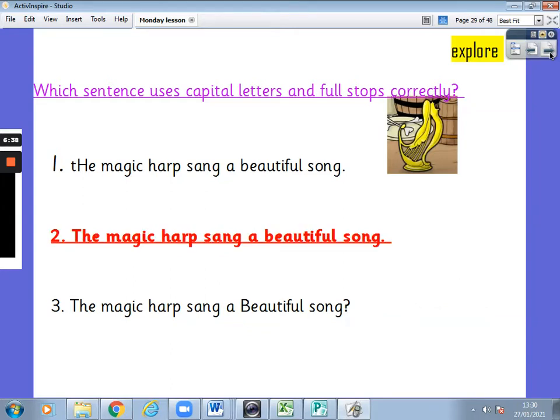Let's see. That's right, it's number 2. The magic harp sang a beautiful song. Capital T for The is the beginning of our sentence. There is no name of a place, no when. Then there is a full stop after song to say the sentence has finished. The magic harp sang a beautiful song, full stop.